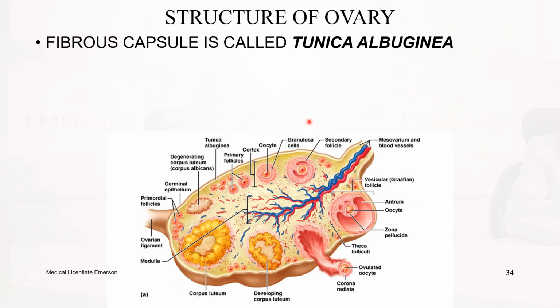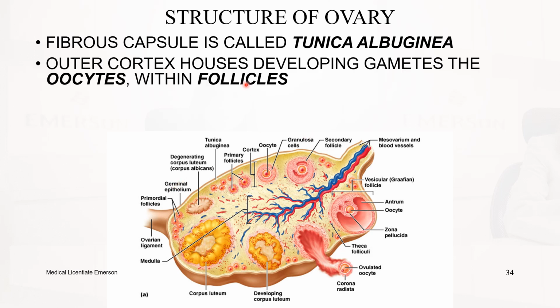What about the structure of the ovary? The ovary has a fibrous capsule, which we call the tunica albuginea, surrounding it. Then the outer cortex houses the developing gametes, which are the oocytes within the follicles. So within the outer cortex, we have follicles.